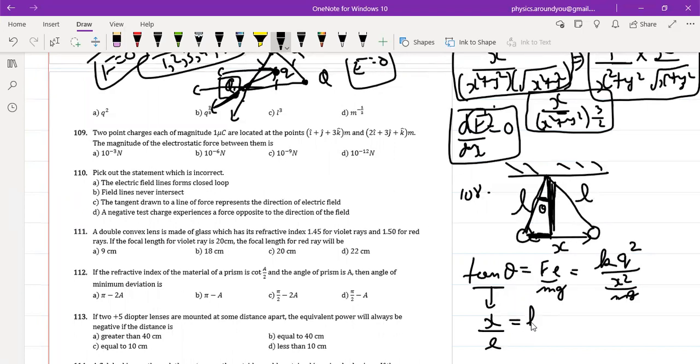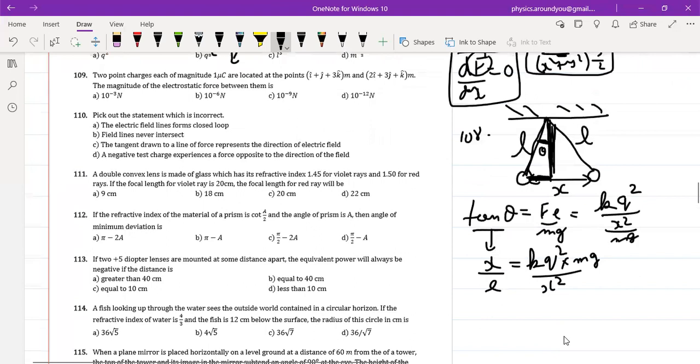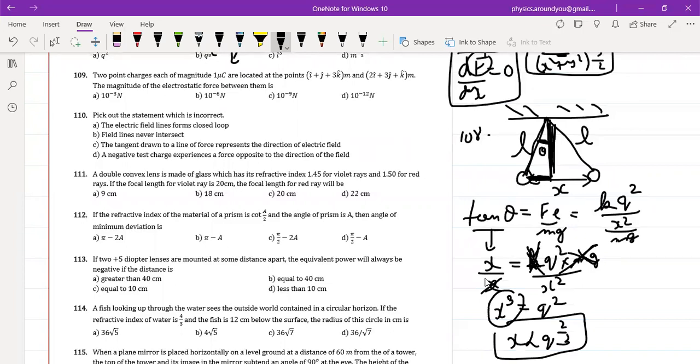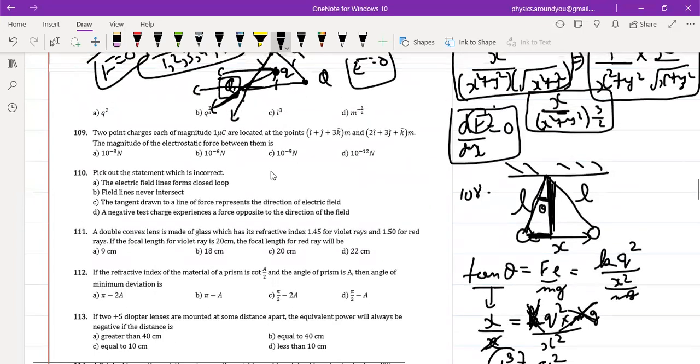So x by L is equal to kq square into mg by x square. I'm least interested in these quantities because they don't have any relevance in the option. I am also least interested in the L quantity, not relevant to the option. I can simply equate all of them to 1 and move on. X cube is equal to q square. So what does x depend on? X depends on q power 2 by 3. So the answer is x depends on q power 2 by 3. So where does it go? It goes over here.